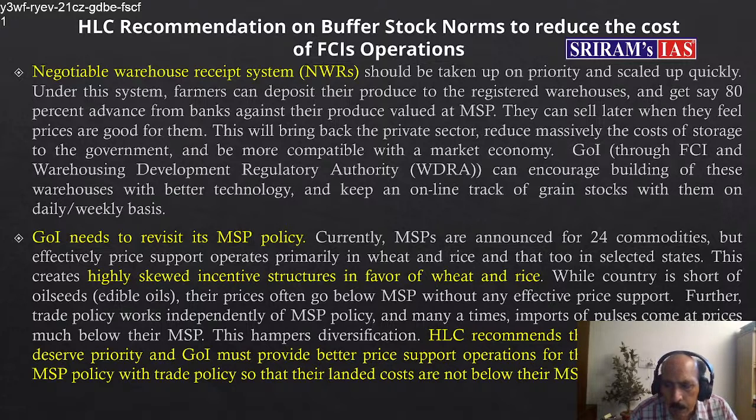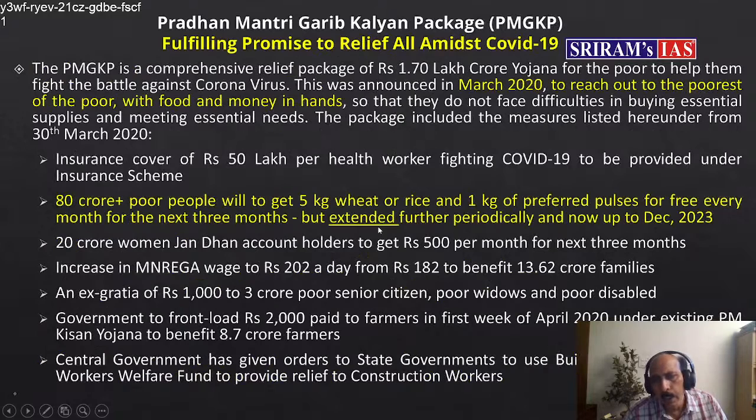If the imported pulses and imported oilseeds are sold in the domestic market at a price below the MSP, then obviously the farmers in India who are producing the pulses and oilseeds are bound to suffer. Therefore, the committee recommends that to ensure that the pulses and oilseed imported prices do not fall below the MSP, the MSP policy should be dovetailed and linked with the trade policy of the country.